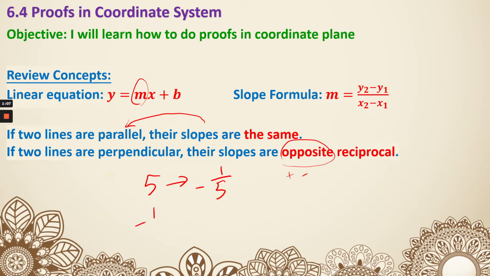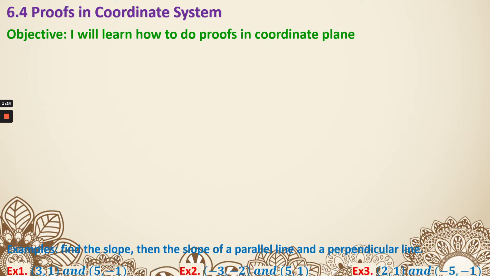Say it's negative 1/2. The opposite would be positive. Reciprocal would be a 2. Or say 2 over 3. The opposite reciprocal would be negative. Flip the fraction, 3 over 2. These are the concepts we're going to use. Let's practice a little bit with these concepts we have learned.